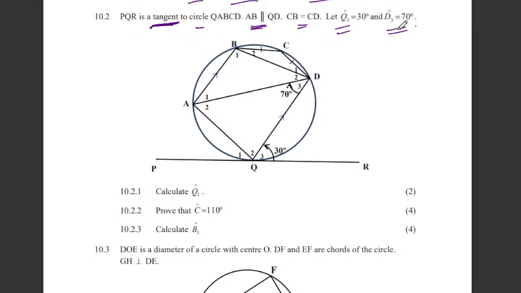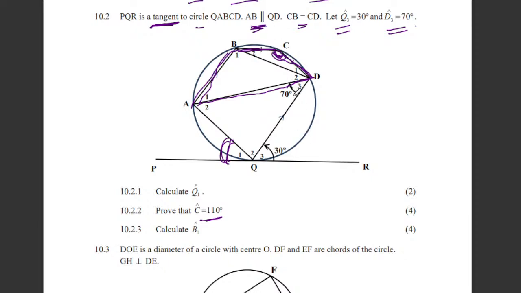So the first point, they're telling us to calculate Q1. So this is the Q1. Q1 is the angle between the tangent and the chord. So we can use the tan chord theorem, okay? Then prove that C is 110. This is our C. How many cyclic quadrilaterals do we see? We have like 2 cyclic quadrilaterals. Okay, so you can highlight this. People with highlighters, make good use of them. Feel free to highlight. It's your paper. Highlight so that you can see nicely.